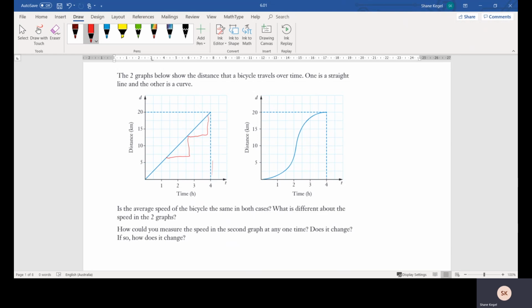So we're asked, how could you measure the speed in the second graph at any one time? Does it change? We answered that. If so, how does it change? We kind of answered that. The answer would be that we would draw tangents at various points throughout the graph. A tangent is a line that runs in direct parallel to the touch. So we could then use our tangents to calculate the gradient at any point.